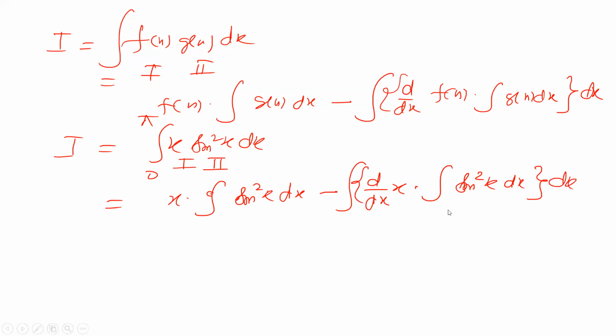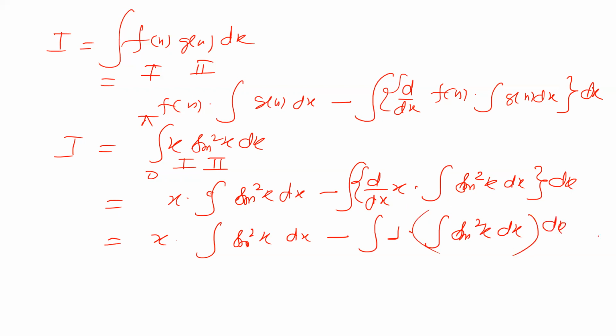So we get x into integration of sin square x dx, minus the integration of 1 into integration of sin square x dx, the whole dx. Hope you understand that the derivative of x gives 1. Here we first have to find the integration of sin square x.